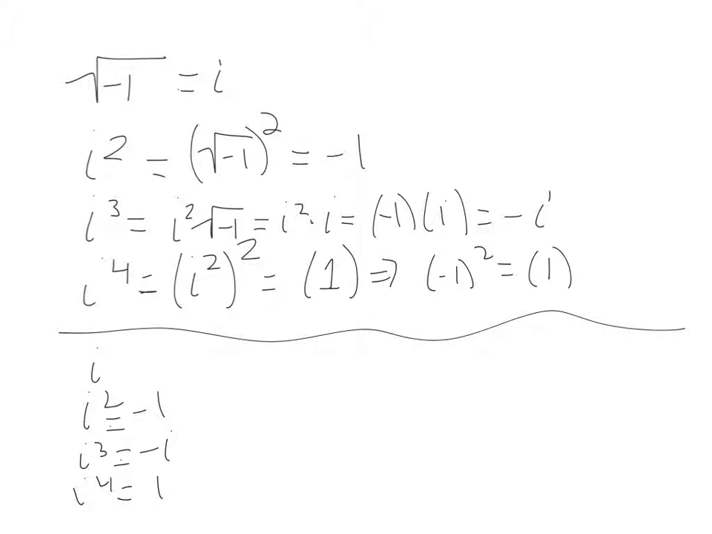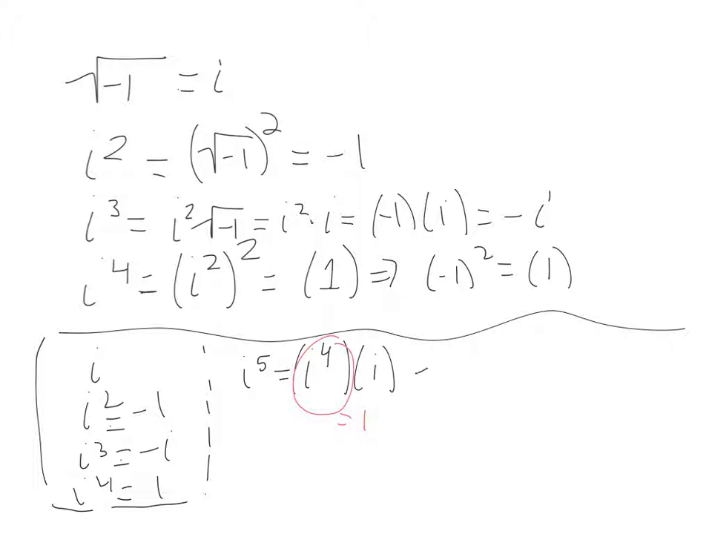Now, what keeps happening? What's amazing about i is that as you keep going, for example, if you were to calculate i to the fifth, I'm going to put a little box around this. I to the fifth, we know that's i to the fourth times i. Well, what was i to the fourth? I to the fourth is 1. So this becomes 1 times i, which is just i.